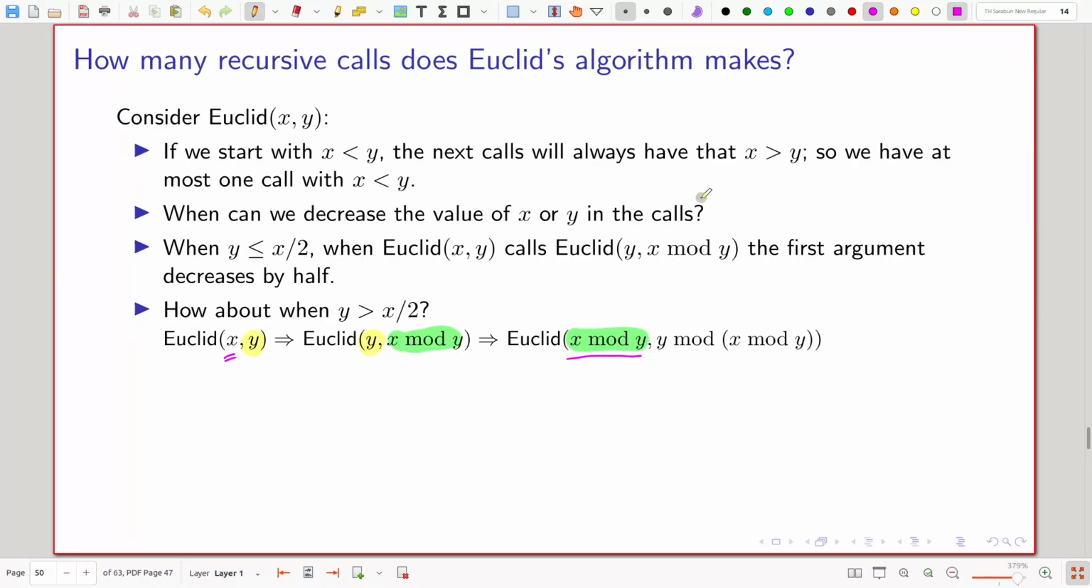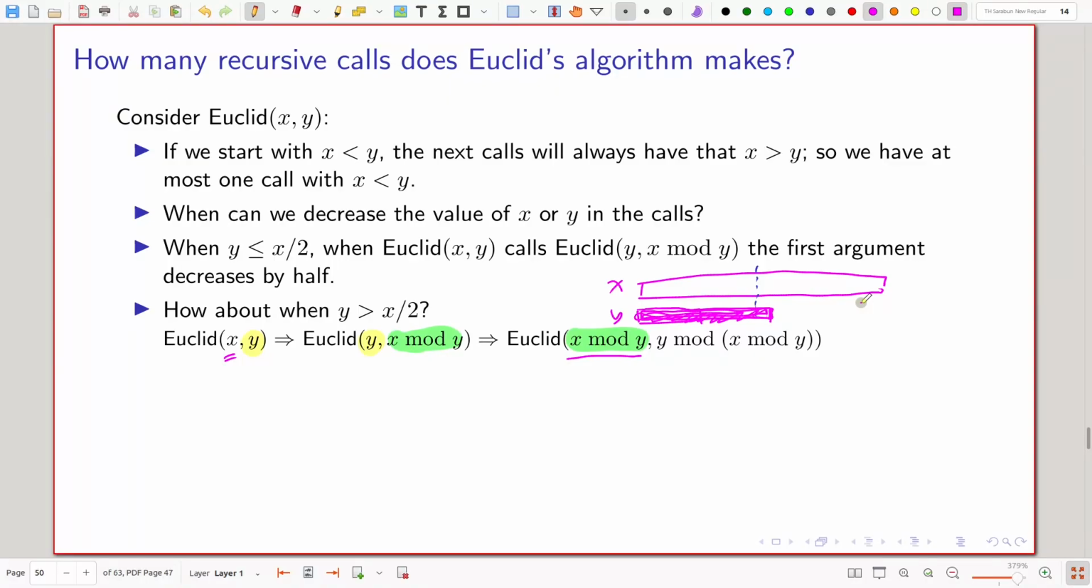So let's look at the pictures. This is x, and this is y. So how long is y? Can y be this much? We know that y is larger than x over 2. So x over 2 is here, so y has to be like this. Now, if y is larger than x over 2, what is x mod y?